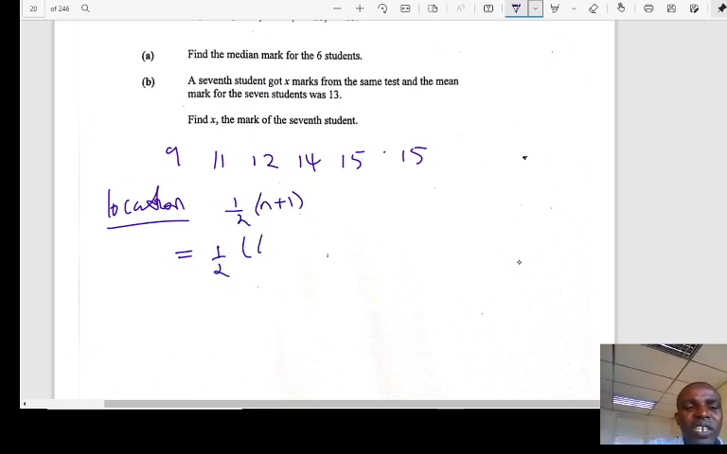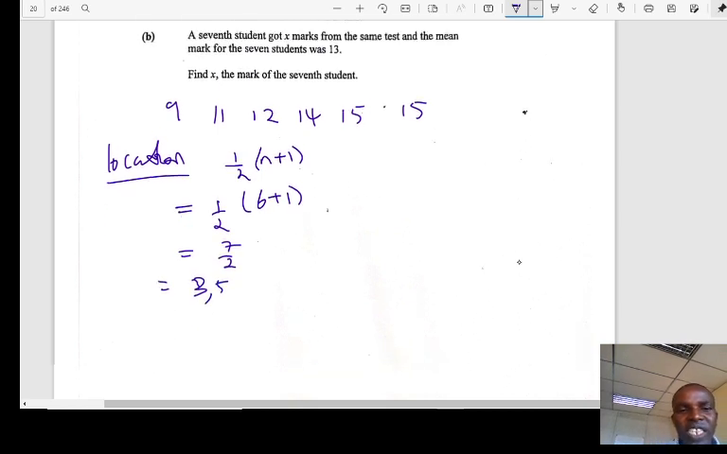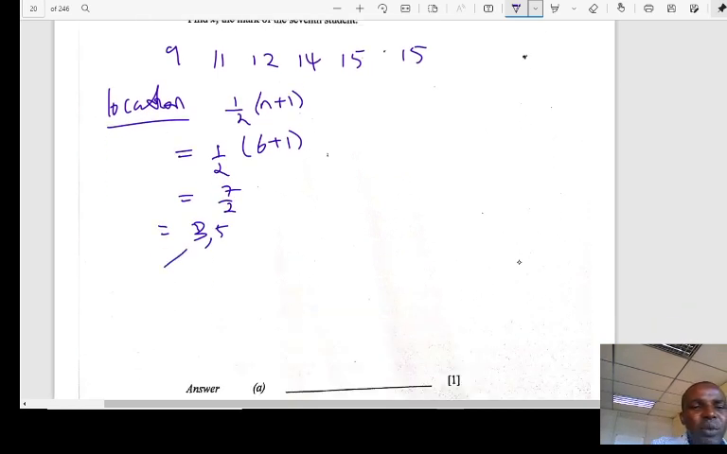So it will be half. 6 plus 1, it's 7. So it will be 7 over 2, which is 3.5. What it means in this case is the median is between the third and the fourth values. Third and fourth values, that's the location. So you check here, the third and the fourth values, you take those ones.